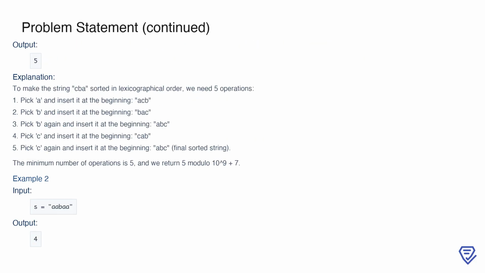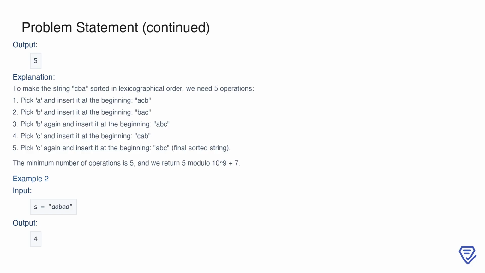Consider the first example where the input string is CBA. To make it sorted in lexicographical order, we need a total of 5 operations. First, we pick A and move it to the beginning, forming the string ACB. Next, we pick B and place it at the beginning, resulting in BAC. Then, we pick B again and move it to the start, giving ABC. Afterward, we pick C and place it at the beginning, forming CAB. Finally, we pick C again and move it to the beginning, resulting in the sorted string ABC. Therefore, the minimum number of operations is 5, which we return as the output.